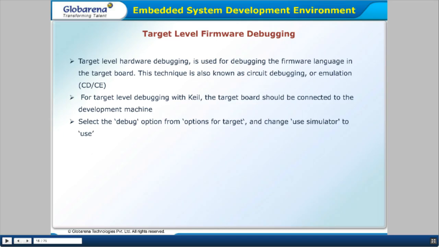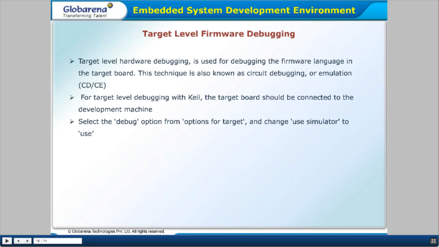Next one, target level firmware debugging. The target level hardware debugging is used for debugging the firmware language in the target board. This technique is also known as in-circuit debugging or emulation.